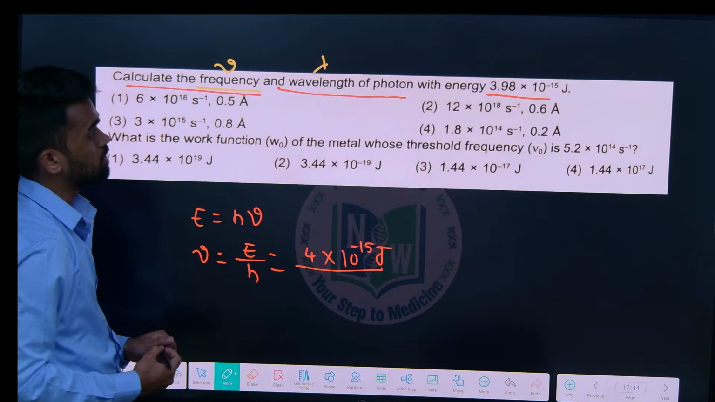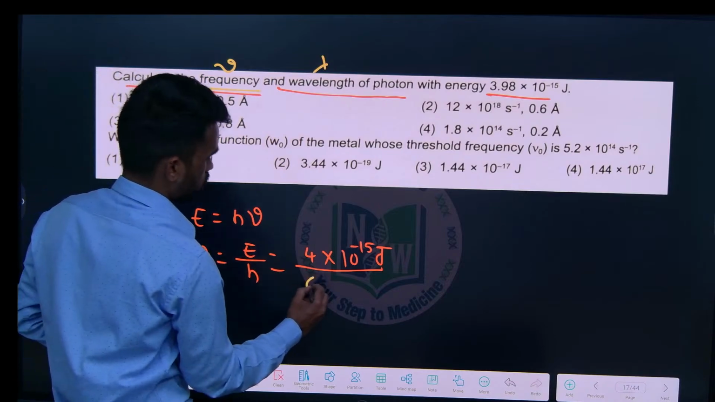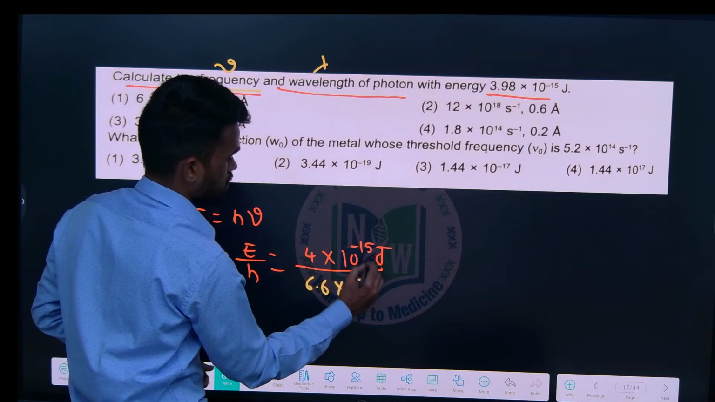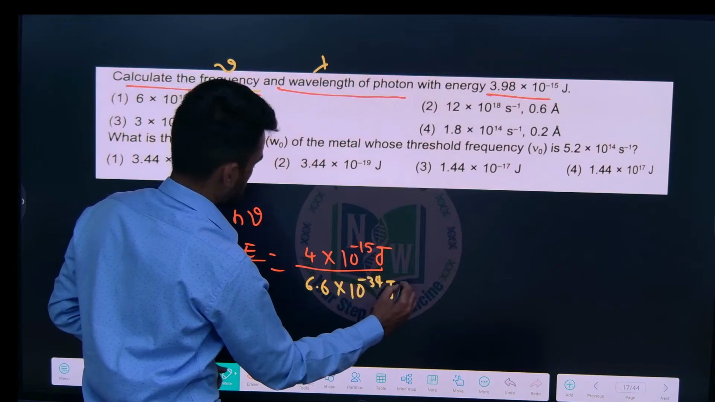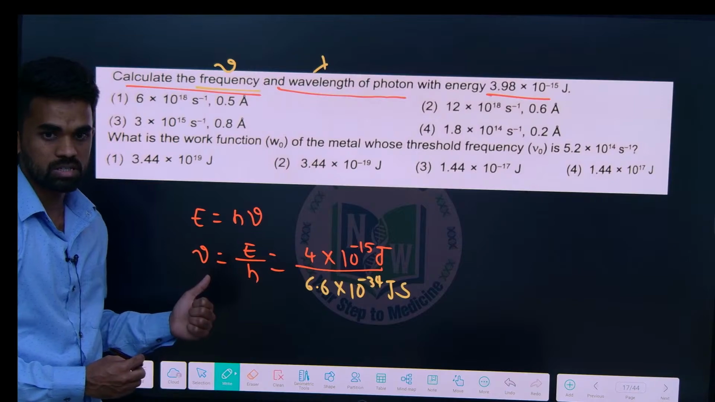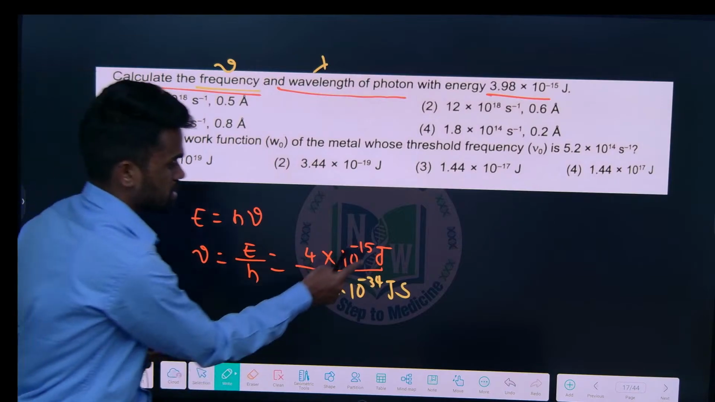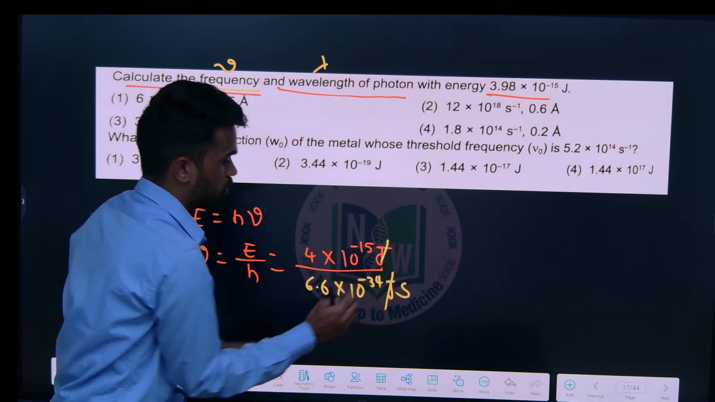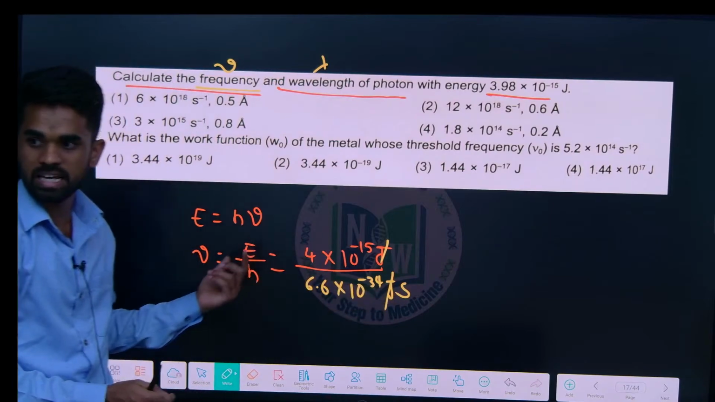Planck's constant. So how much is it? 6.6 into 10 power minus 34 joule second. What is the unit for frequency? Second inverse. Hertz or second inverse? Yes. If we remove joule, we are going to remain with second in the denominator, that is second inverse only.